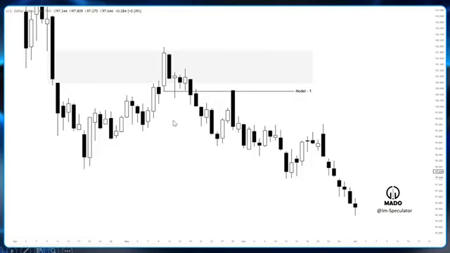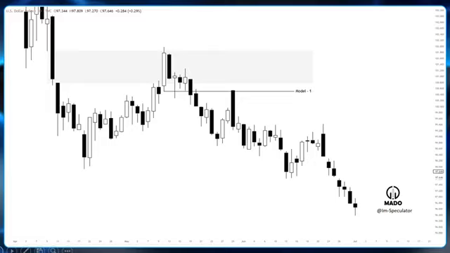Let me give you an example. Look at this DXY daily chart. What did the market do? First, it filled liquidity in the form of filling this imbalance, and then closed below the candle that filled liquidity. After that, price retested that candle and expanded lower into the liquidity.